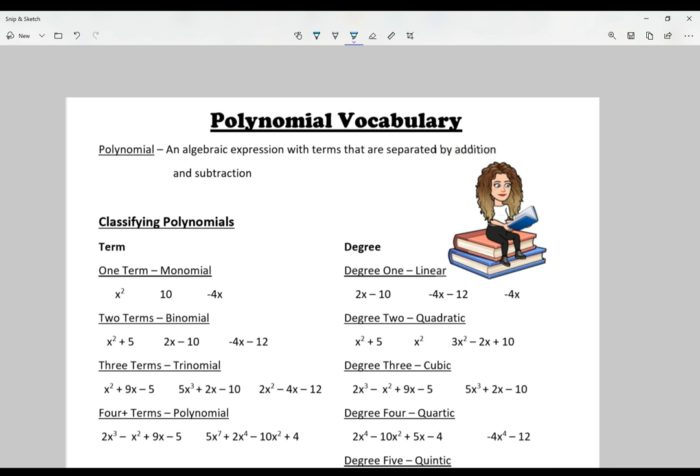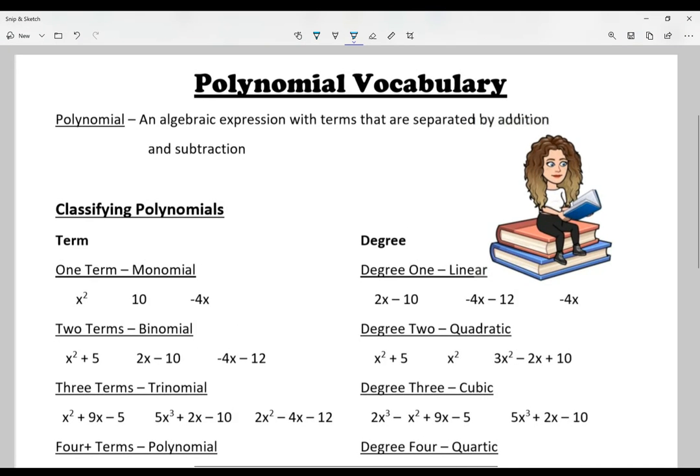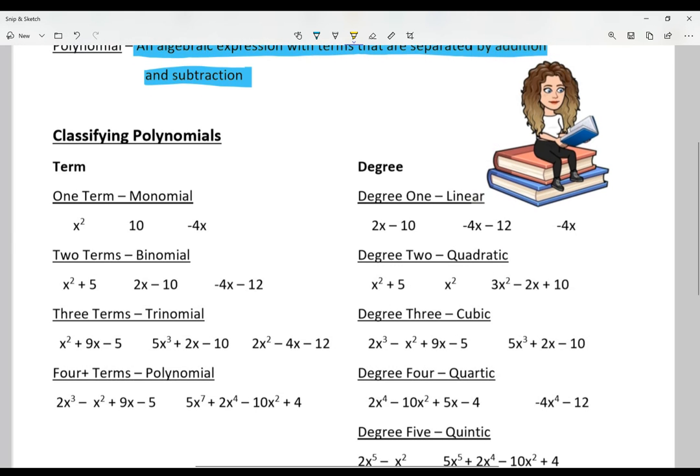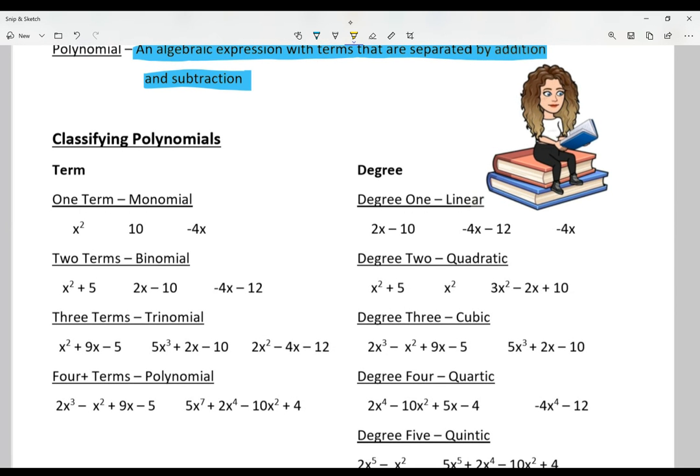So let's look at some vocabulary when it comes to our new unit for polynomials. So first, a polynomial is an algebraic expression with terms that are separated by addition and subtraction. And polynomials are classified in two ways. The first way is by the number of terms.